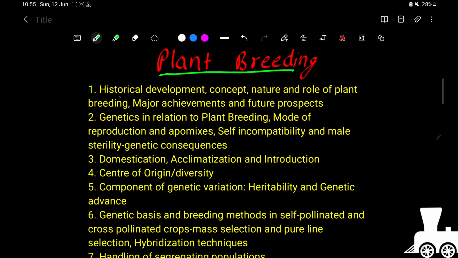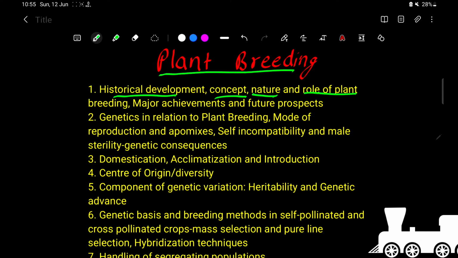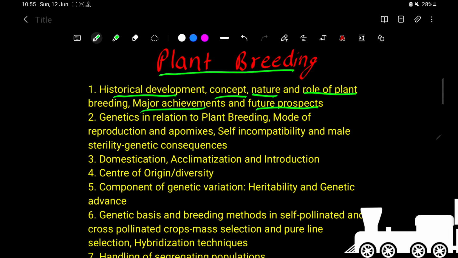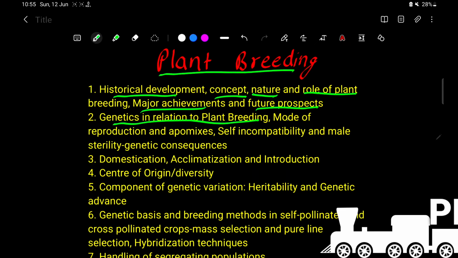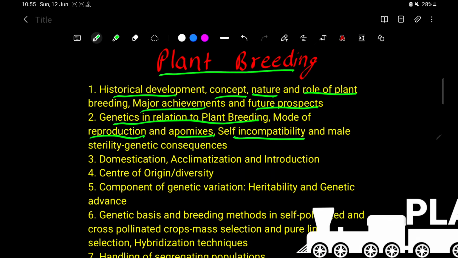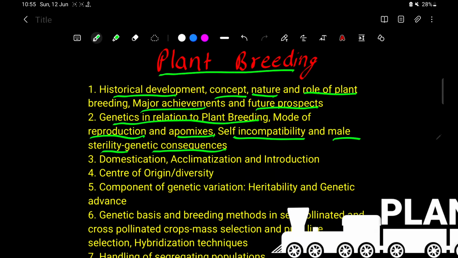So our first topic will be historical development of plant breeding, concept and nature of plant breeding, role of plant breeding and major achievements in plant breeding, and what are the future prospects of plant breeding. Genetics in relation to plant breeding is our next topic. We will also discuss modes of reproduction and apomixis, self-incompatibility, male sterility, genetic consequences of male sterility.